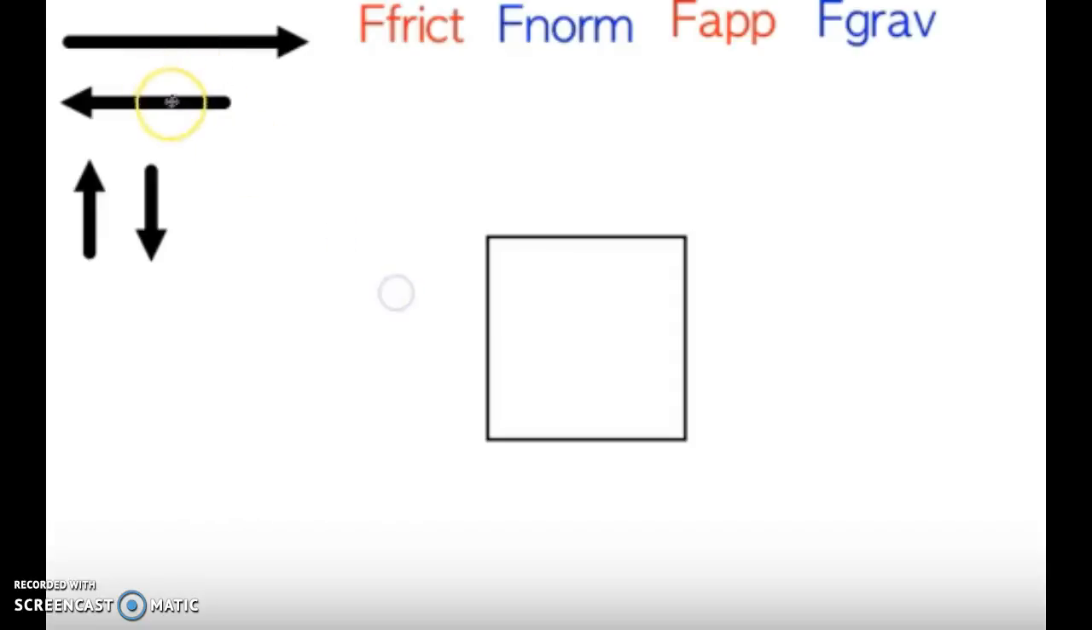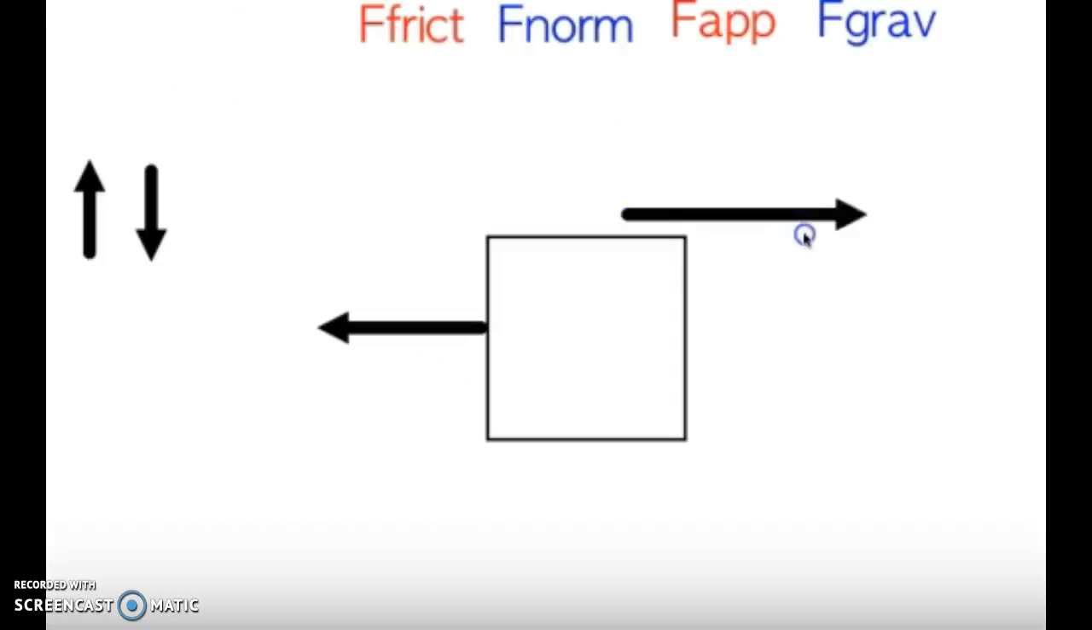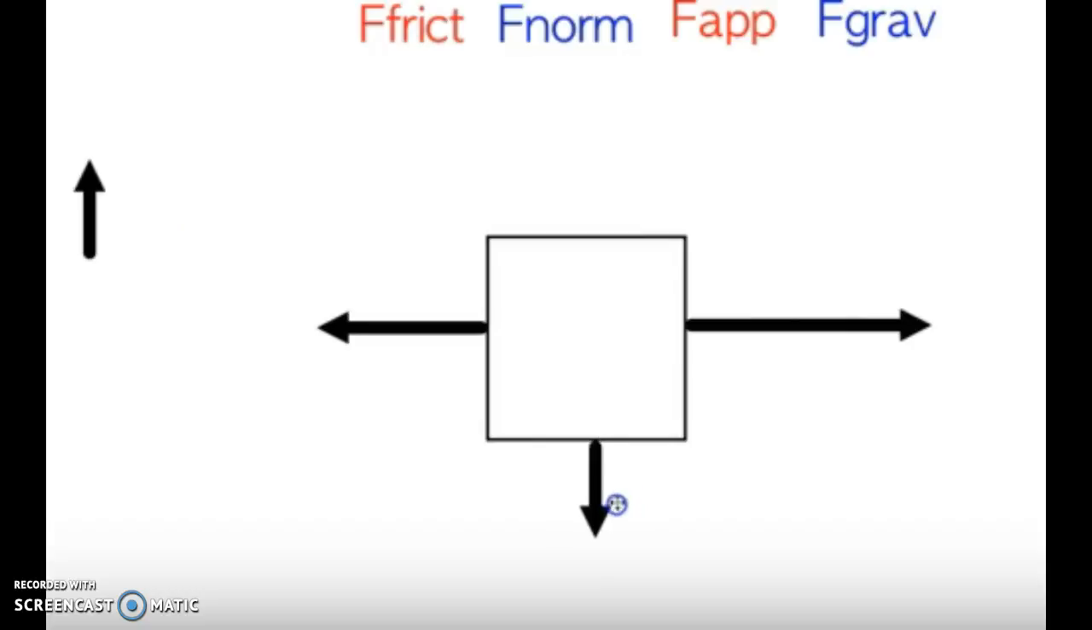Please remember that when you are using your vectors, they should always be coming out of the box, and your arrows should never be pointed towards the box. This would be an example of a proper way of placing vectors on your free body diagram. Notice that all of the points of the arrows are moving away from the box itself.